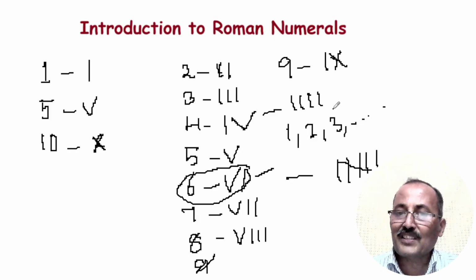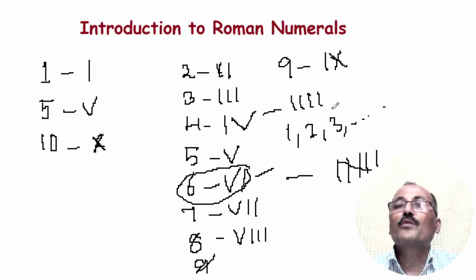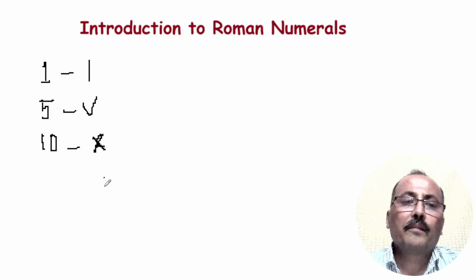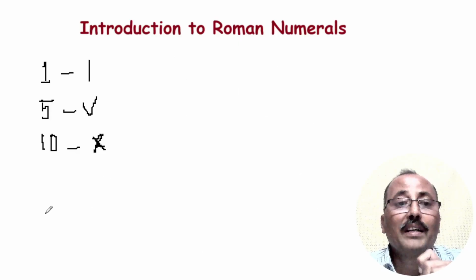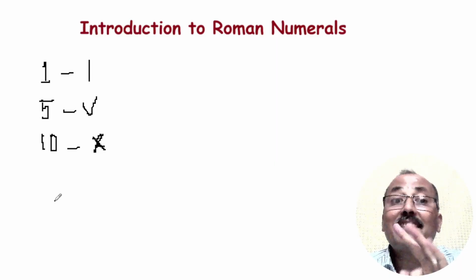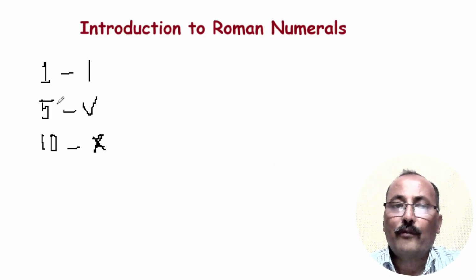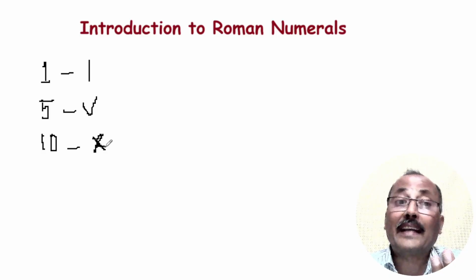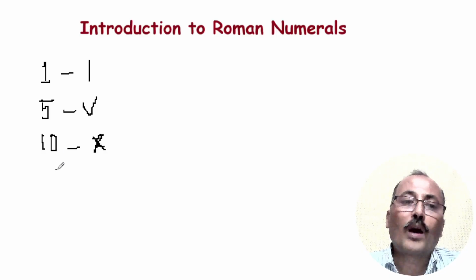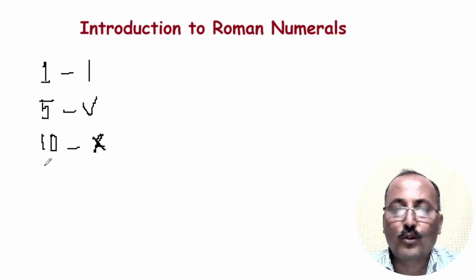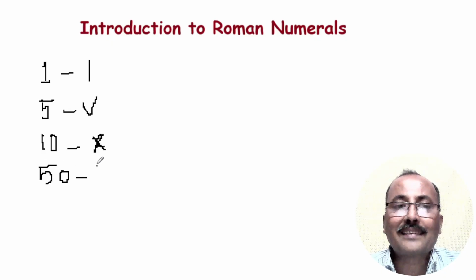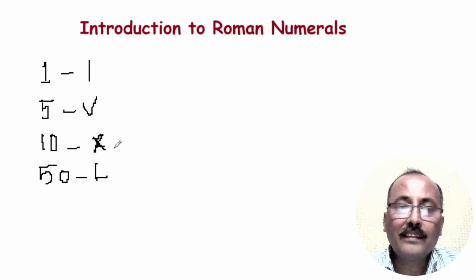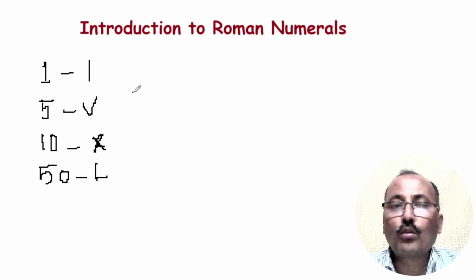My dear children, are you able to understand? Yes, I will introduce a few more numbers. Now I taught up to 10 numbers but used only 3 symbols. With the help of I, V and X, we are able to write up to 10. Then they found one more symbol. Not for 20, 30, 40, but for 50, they made it L.